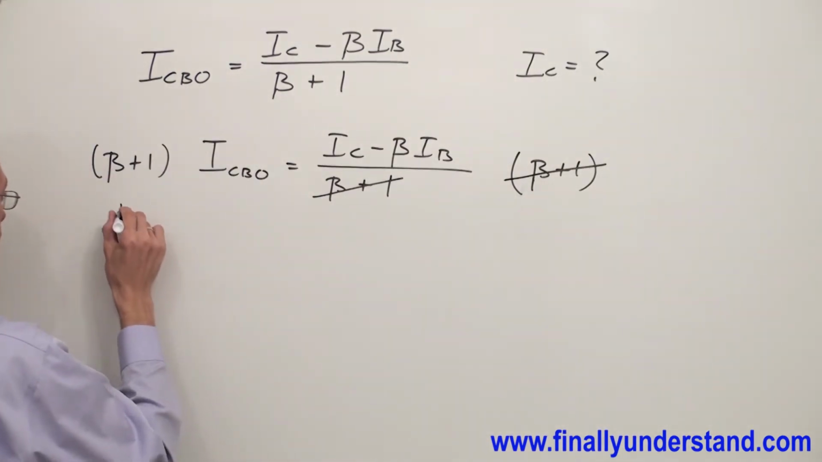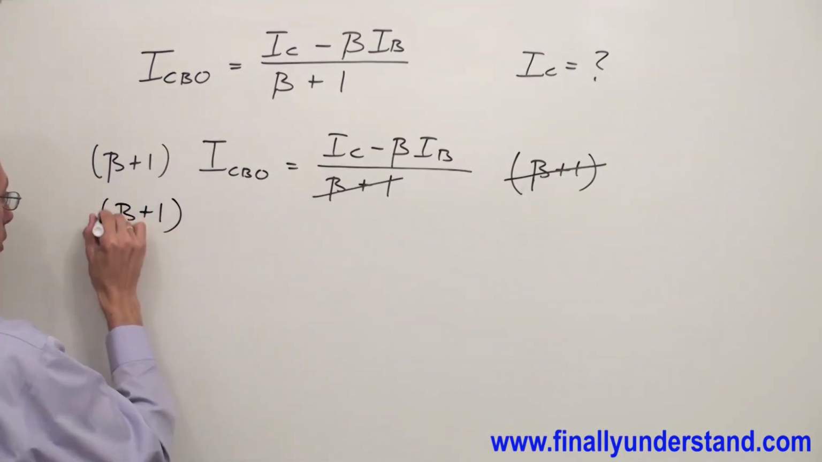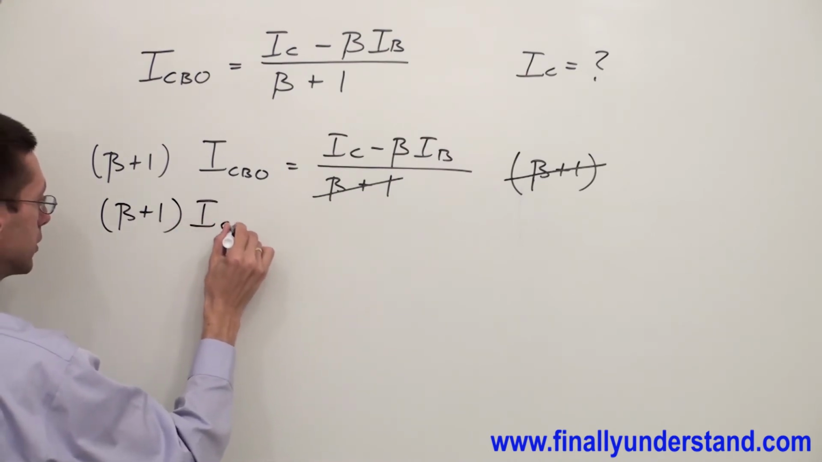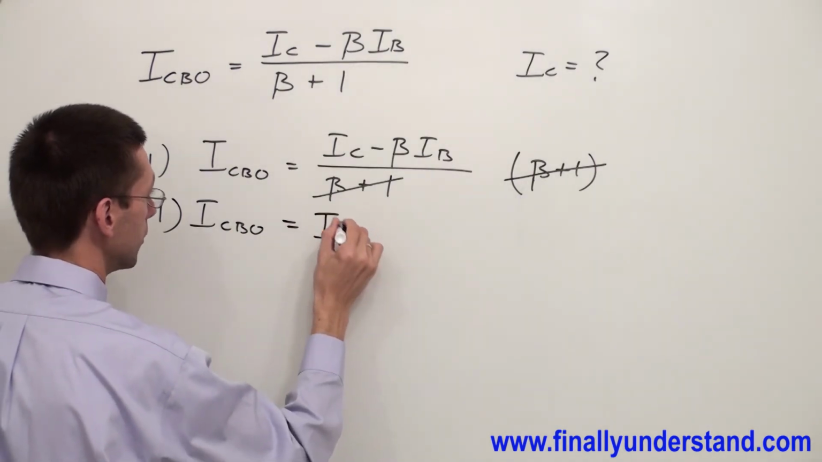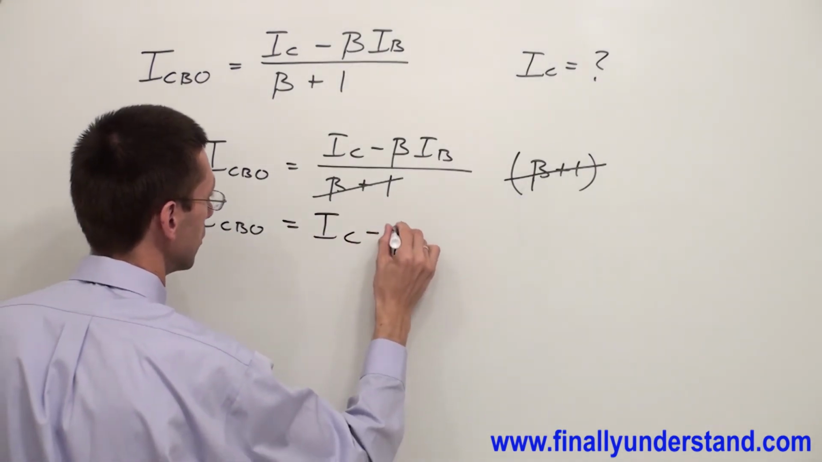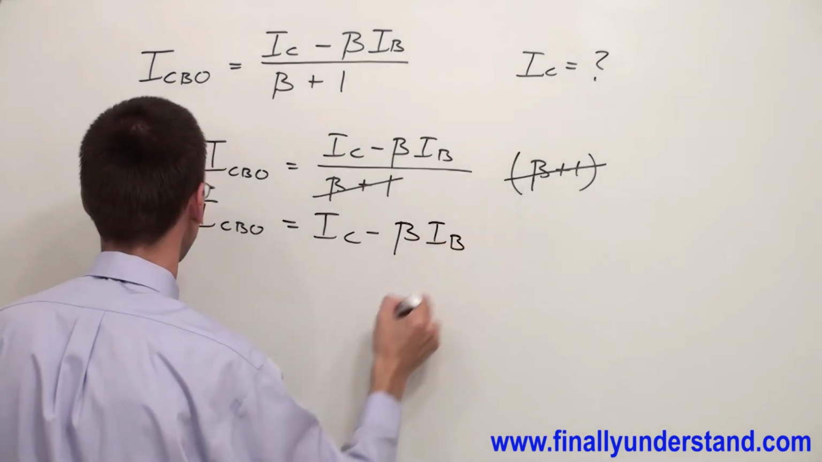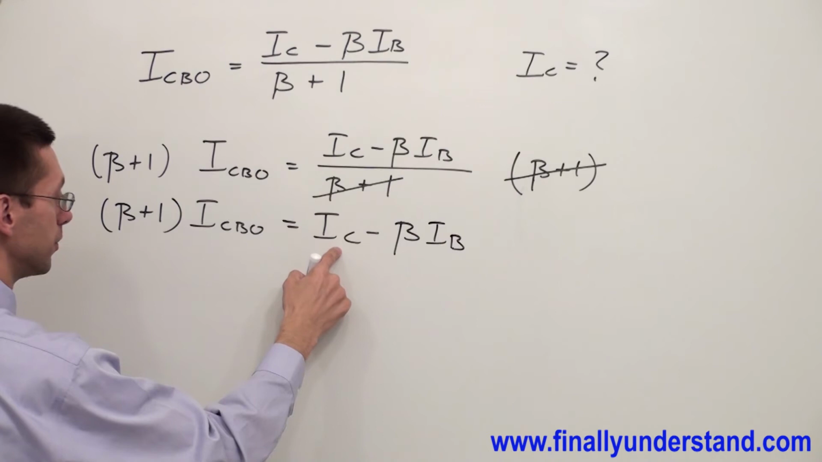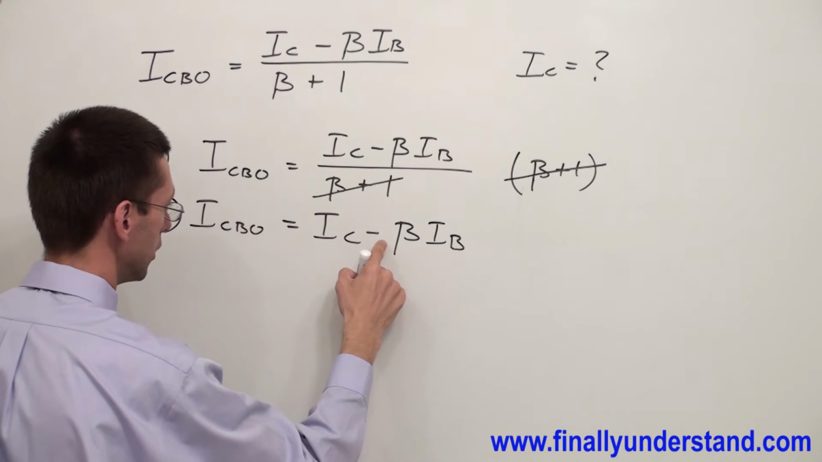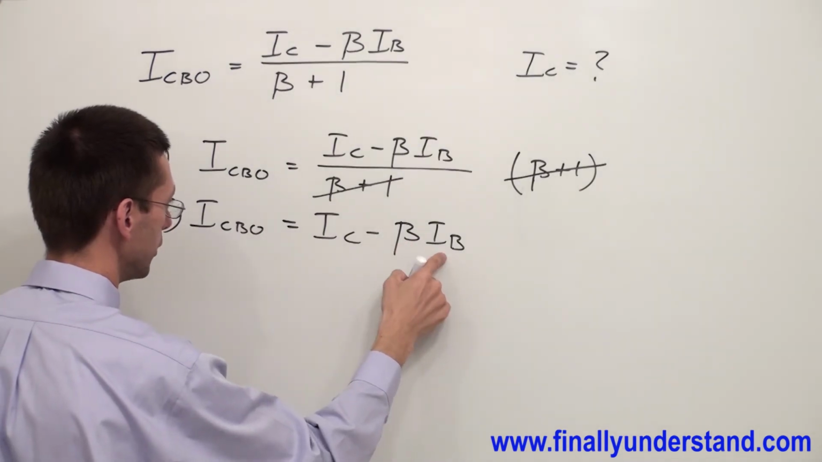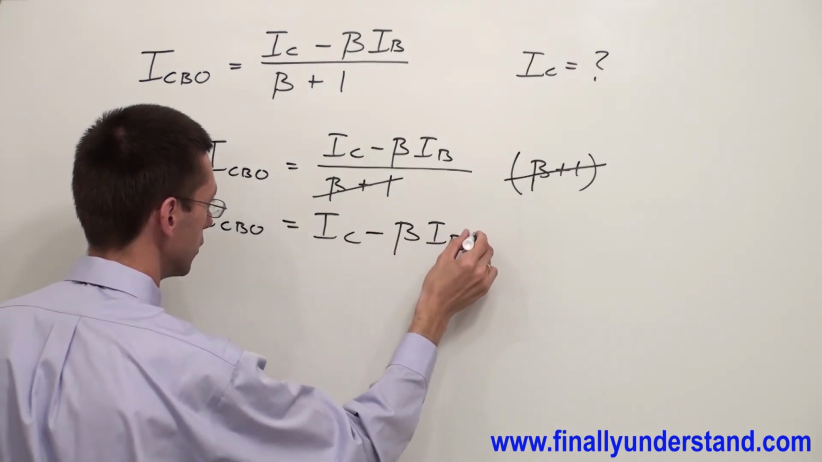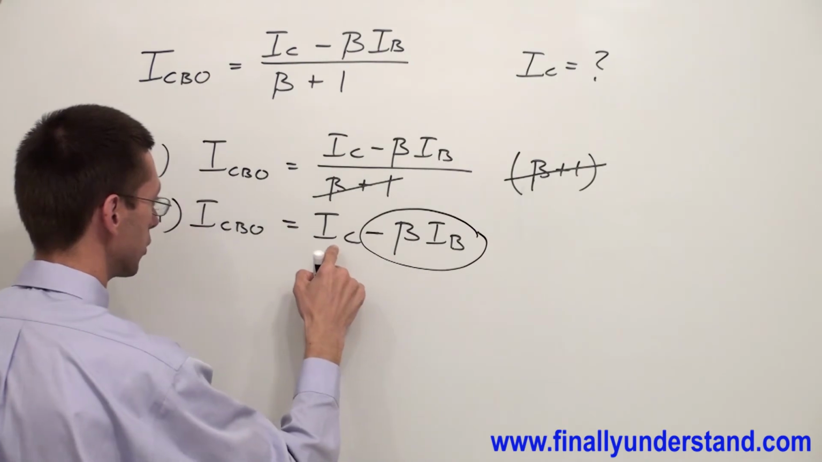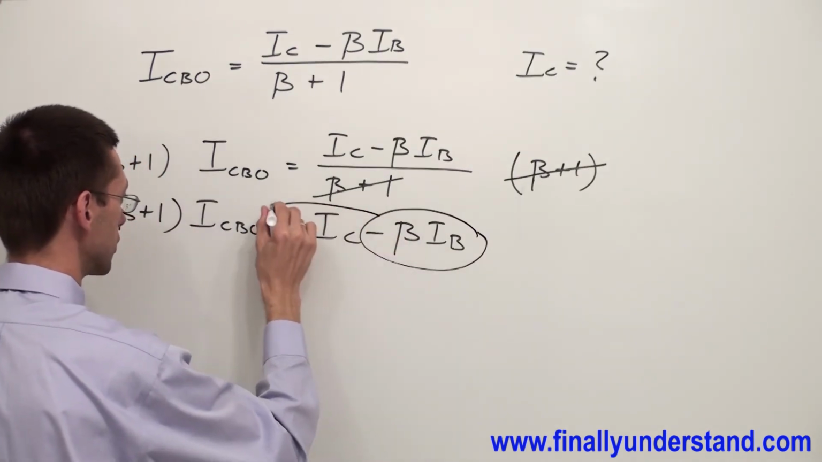And I'm going to have beta plus 1 times ICBO equals IC minus beta IB. I'm looking for IC. Okay? IC is on the right side of the equal sign, and I have next to it beta IB, which is subtracted from IC. Anytime we have subtraction or addition, we have to move the term which we don't want next to our variable to the other side and change the sign.